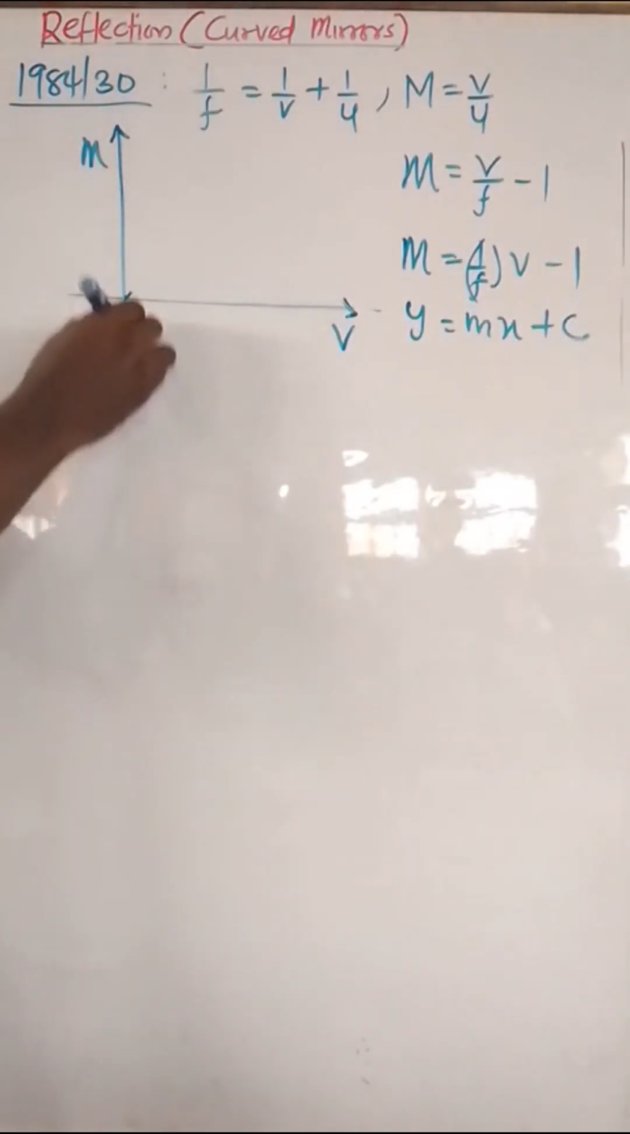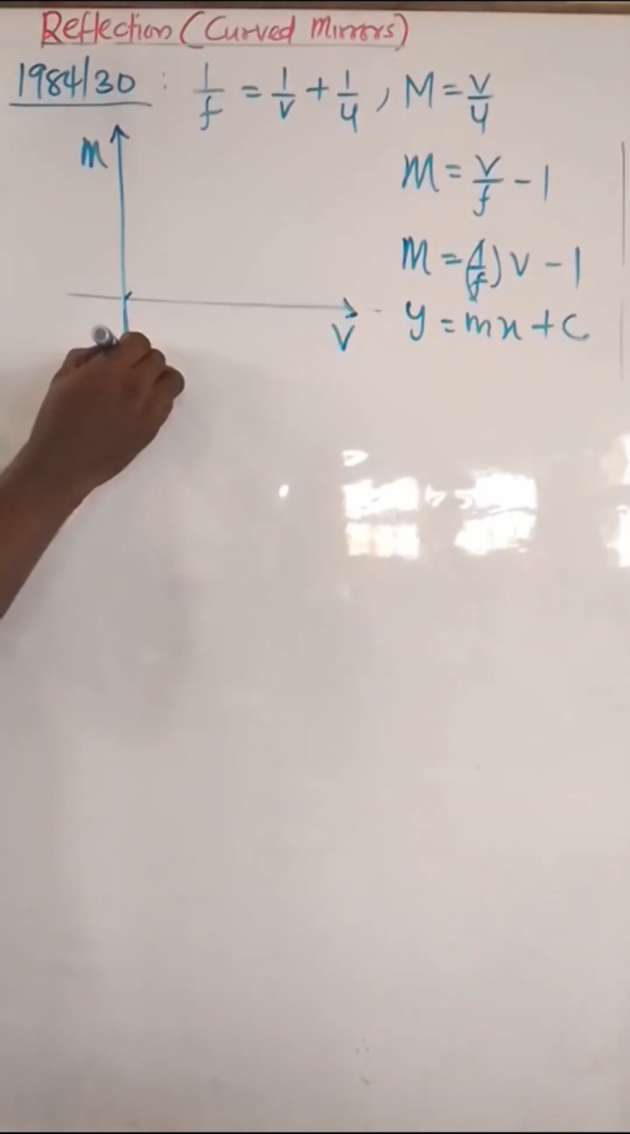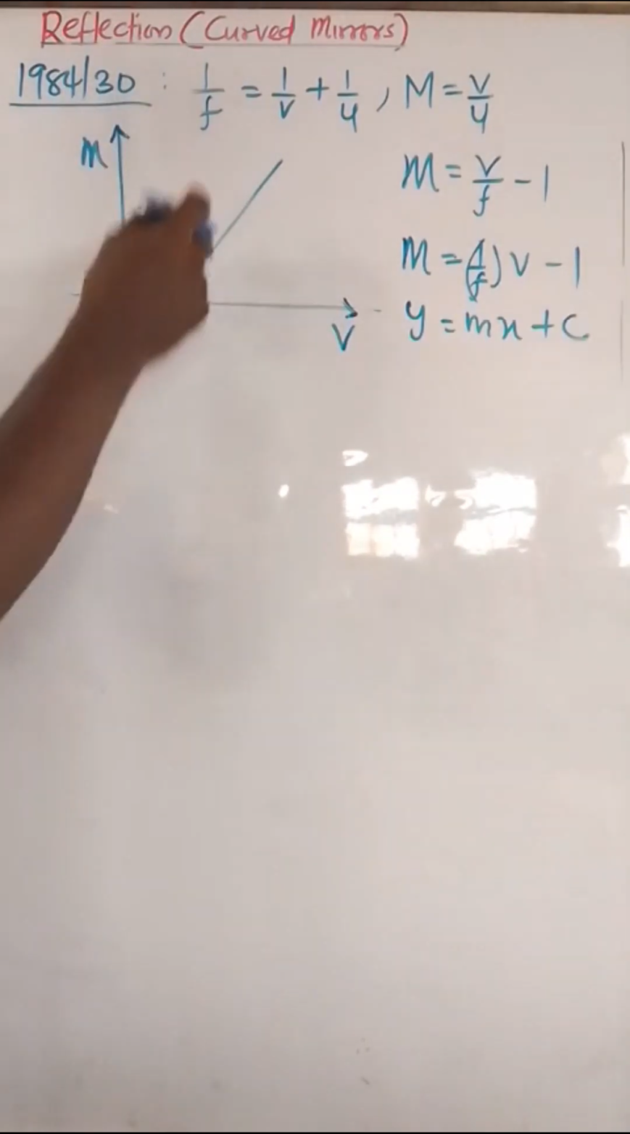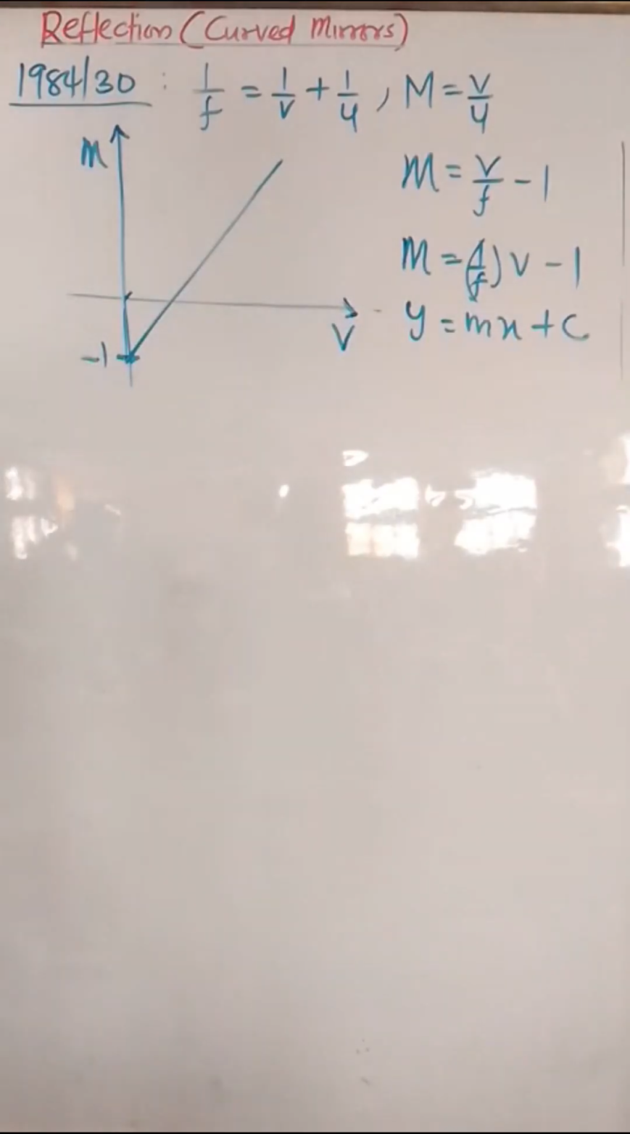So suppose this is minus 1. From this minus 1 here, we'll get a straight line graph. This is the kind of graph you are going to get. And the slope here is what? The reciprocal of the focal length. So when you check the graph, which of the options has this graph? Option C. That's the correct answer.